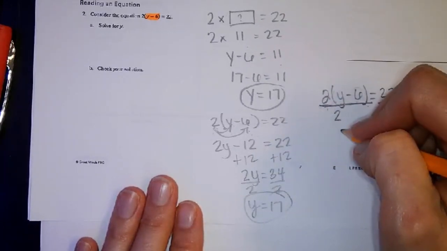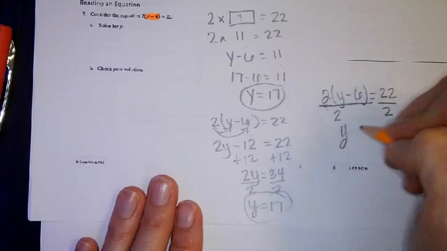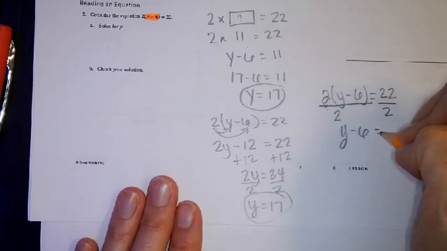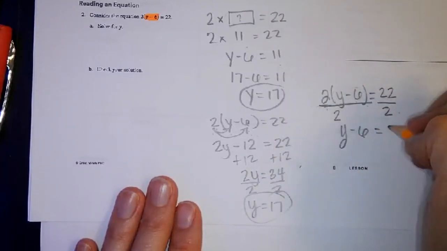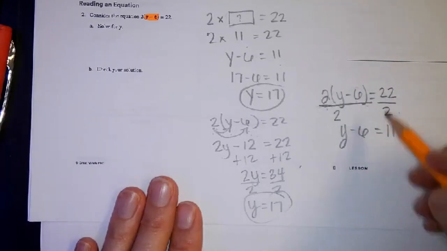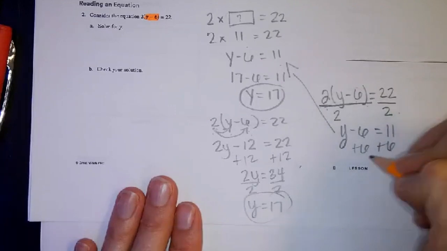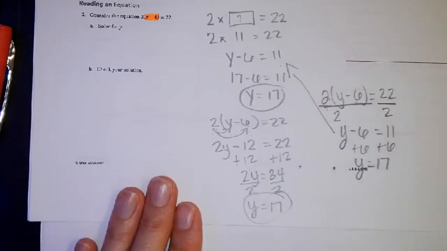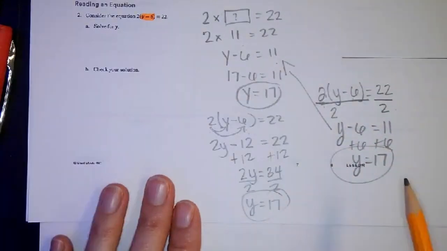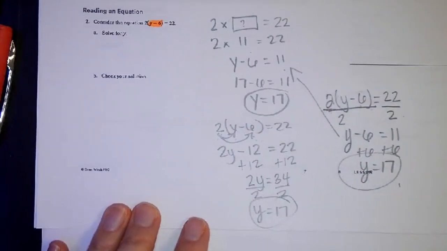2 divided by 2 is 1. 1 times y is y. 1 times negative 6 is negative 6 equals 22 divided by 2 is 11. This looks very familiar. So then we're going to add 6 to both sides. y equals 17. Now, we know that the value of y is 17.